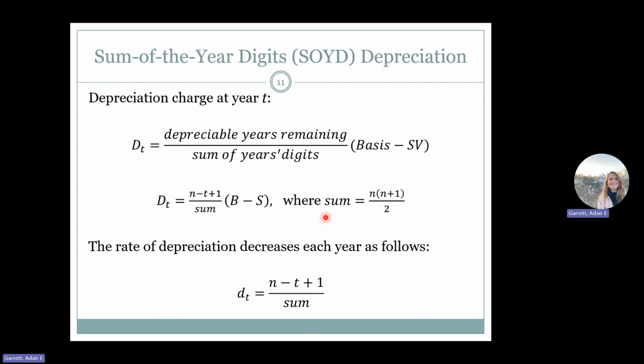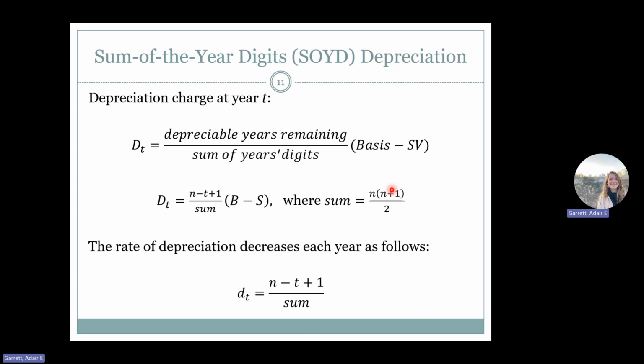Let's talk about some of the year's digits, SOYD, depreciation. This is a classical accelerated method that removes much of the basis in the first 1/3 of the recovery period. This is obtained by multiplying the basis minus the salvage value of an asset, B minus S, by the ratio of the number of years remaining in the recovery period to the sum of the year's digits, where sum is equal to n times n plus 1 over 2.